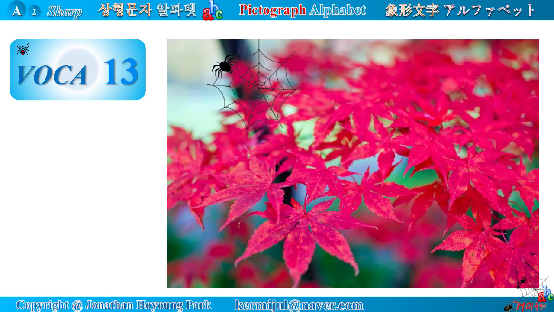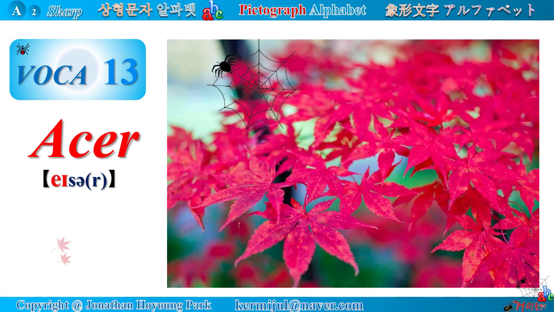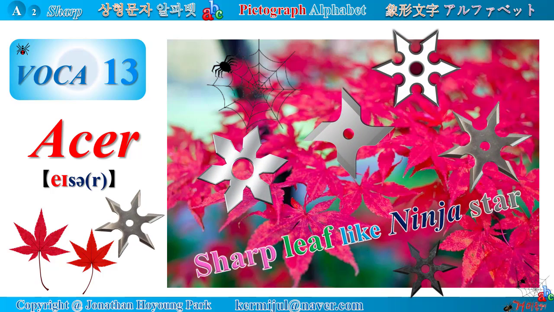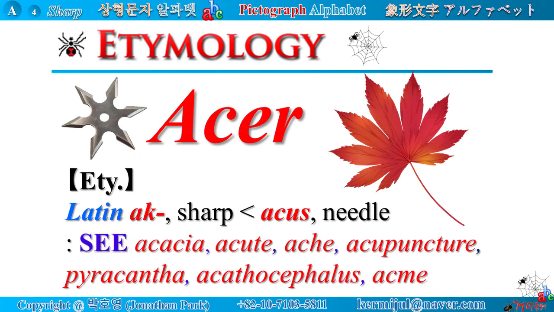Vocabulary number 13. Acer. Look at the leaves of an acer tree. They are very sharp, looking like a ninja star. Etymology. Acer is derived from Latin root ake, meaning sharp, and Latin root acus, meaning needle. Look at the leaves of an acer tree. They look like a ninja star, very sharp. That is why Acer is so named.